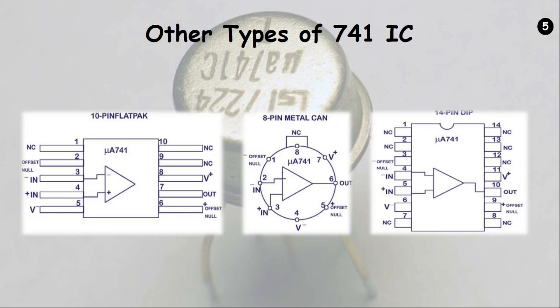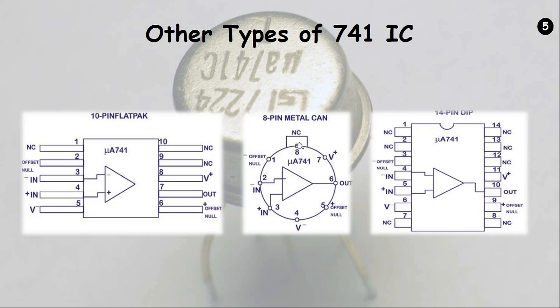Types of 741 IC: there are three types. There is the flat pin package, with the same configuration of 10 pins, but pins 9 and 10 are not connected, and the first is also not connected. You will also find the same IC in the metal can pack, the circular structure you have seen. So how to find its pin configuration? By left hand, anti-clockwise: pins 1 2 3 4 5 6 7 and 8 are there.